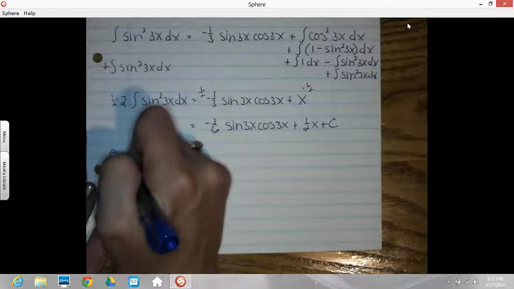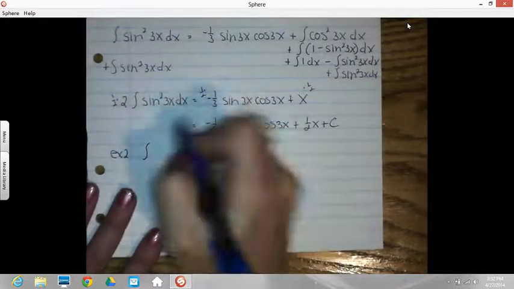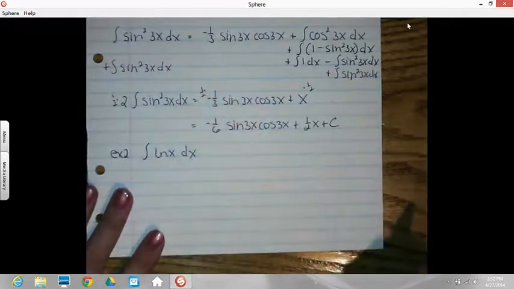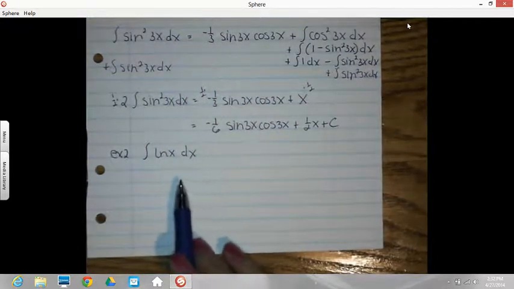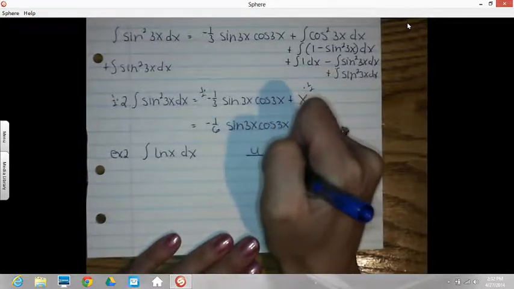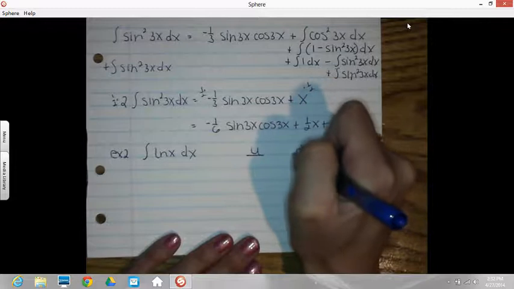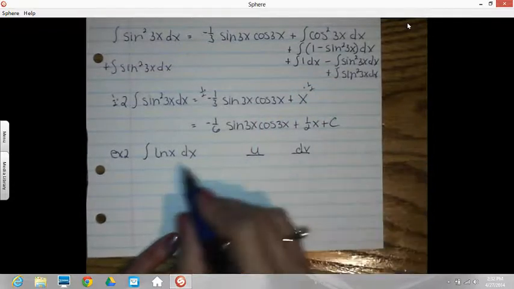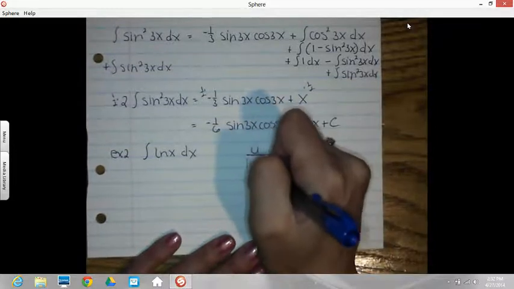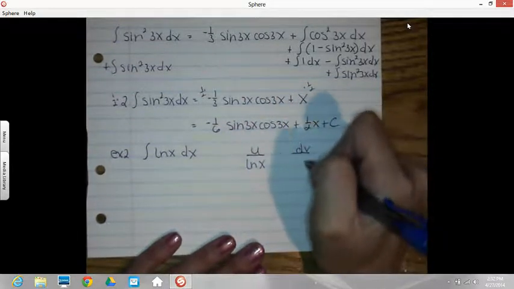Number 2, the integral of the natural log of x dx. We've never been able to integrate this until today. So we're going to go with u and dv. I can't do the integral of natural log of x, so that can't go there. So the natural log of x has to go here. The 1 dx has to go here.